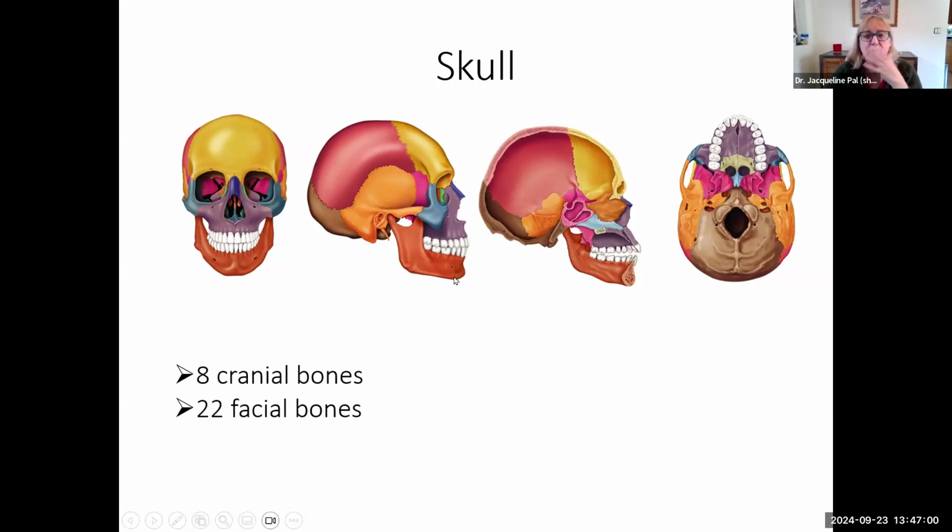The mandible is a facial bone, which is your lower jawbone, which is more freely mobile. Your maxilla, your upper jawbone, is not mobile. It's physically attached to other facial bones.